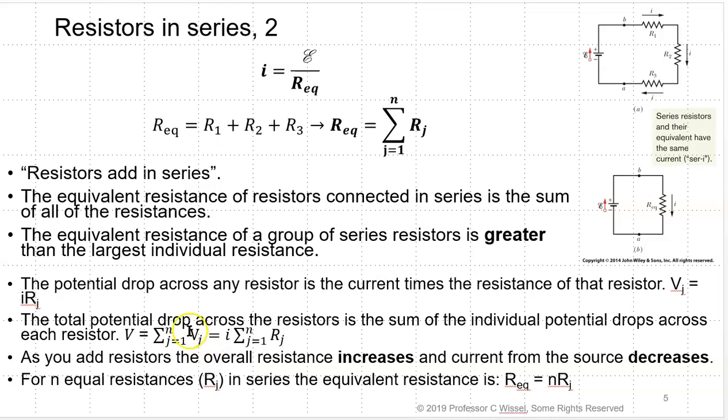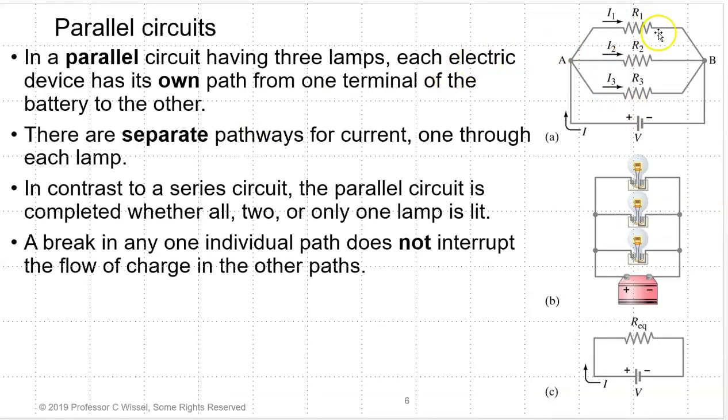So V equals the sum of the Vj's, which, pulling the common current outside, is I times the sum of all the Rj's. As you add resistors, the overall resistance increases and the current from the source decreases. For n equal resistances in series, the equivalent resistance is just n times Rj, where Rj is the resistance of one resistor. Now, parallel circuits have multiple paths for the current to flow. This is a parallel circuit having three lamps.